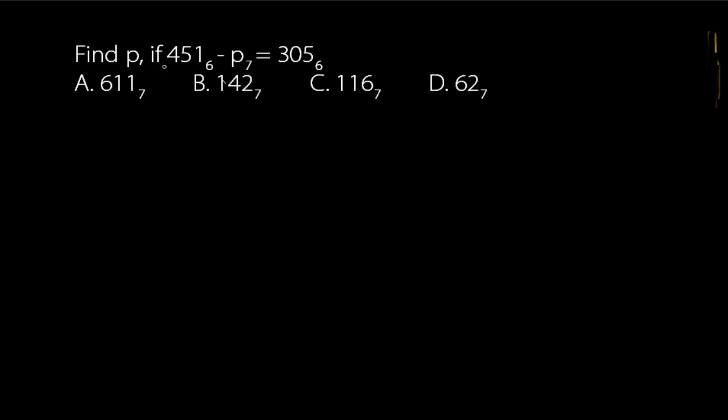Find P if 451 base 6 minus P base 7 equals 305 base 6. The options you're given are 611 base 7, 142 base 7, 116 base 7, and 62 base 7.